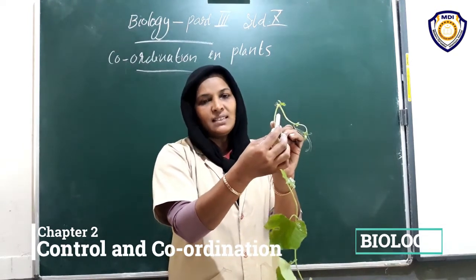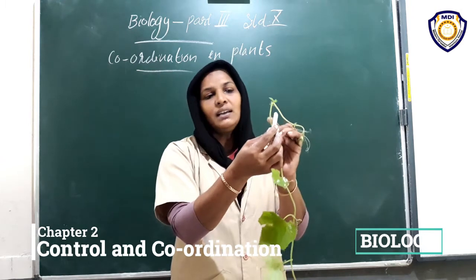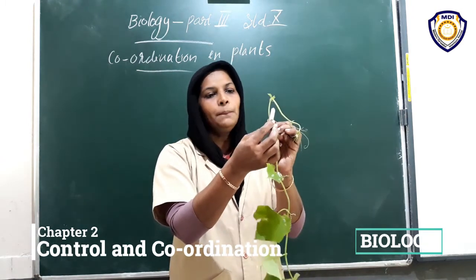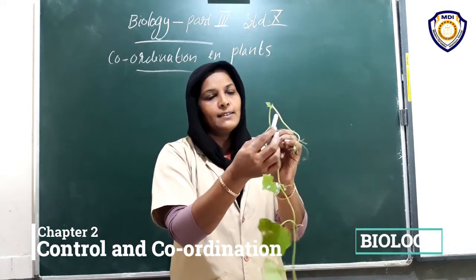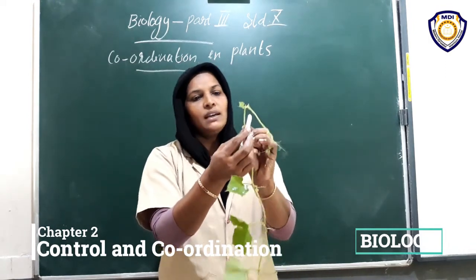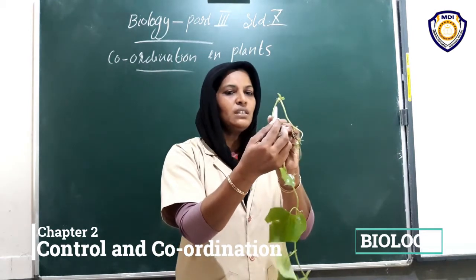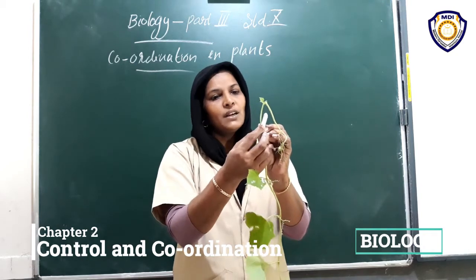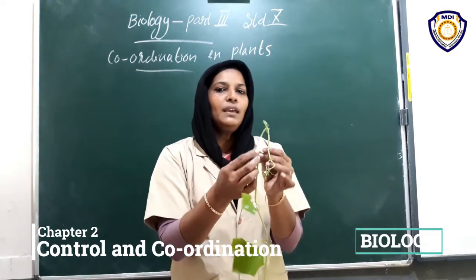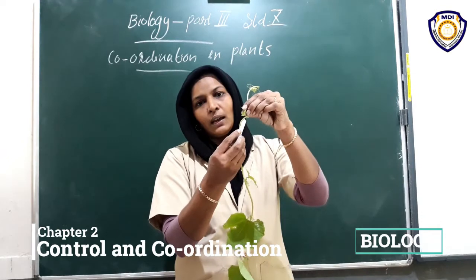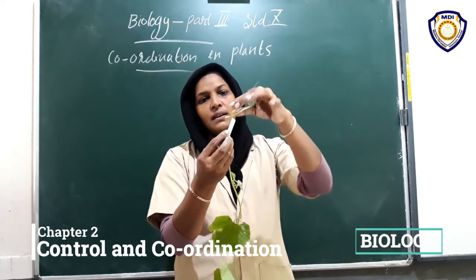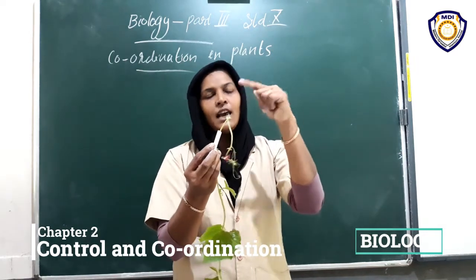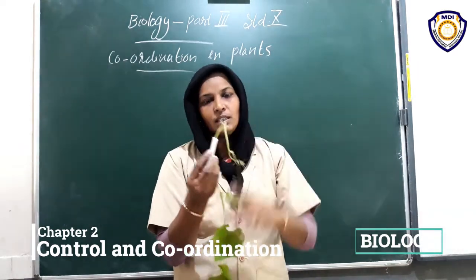So here the cells also grow, but the part of the pea plant or climber at the point of touch does not grow rapidly like the tendril away from the object. Can you see it clearly? That means this part grows very fast. Then it helps to encircle.